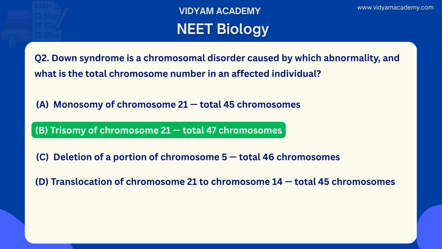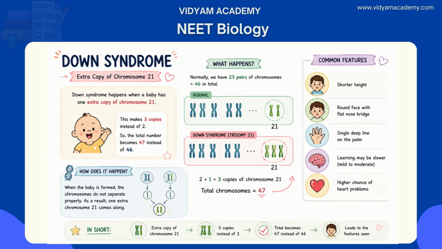Let's go to the detailed explanation. Down syndrome is the most common autosomal aneuploidy in humans, caused by the presence of an extra copy of chromosome 21, making it trisomy 21 instead of the normal 2 copies of chromosome 21. Affected individuals have 3, giving a total chromosome count of 47. 2n plus 1 is equal to 47.